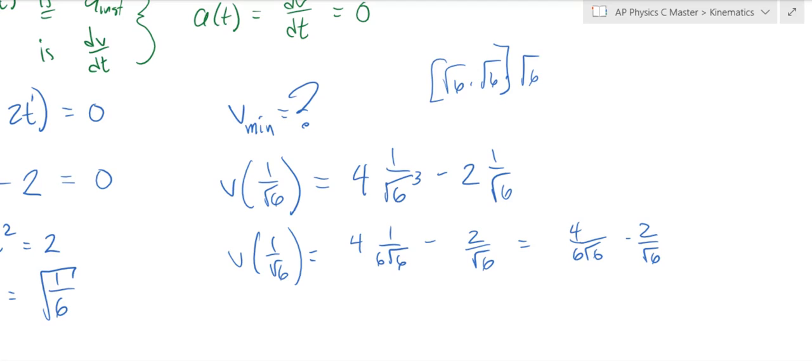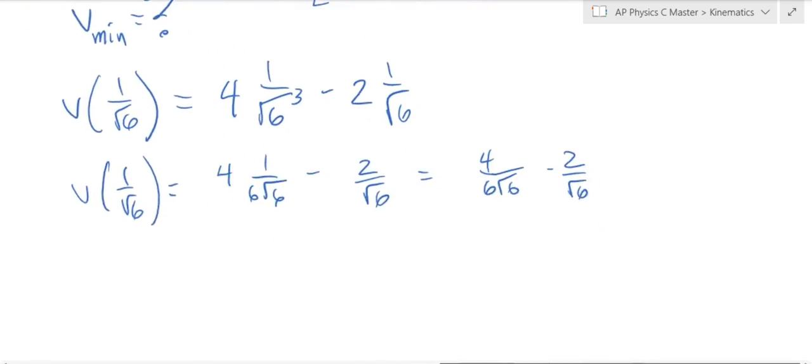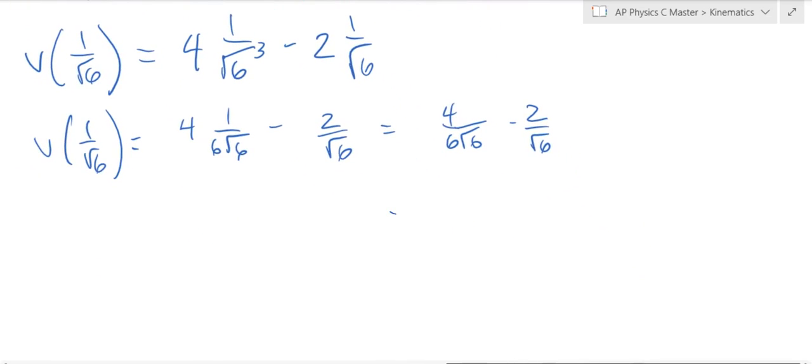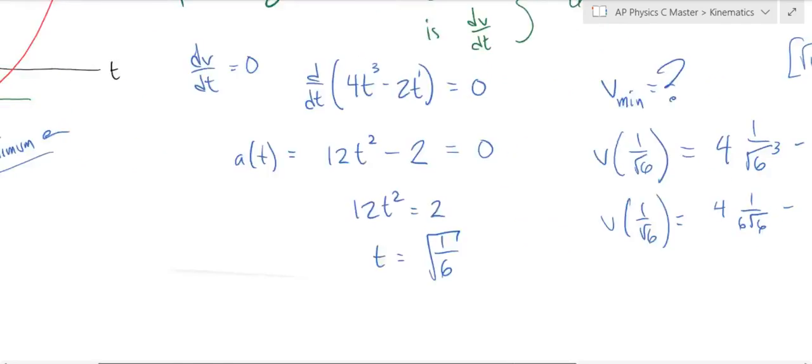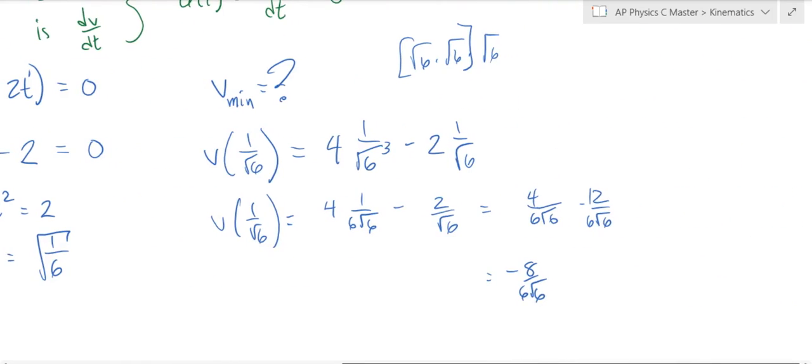Yeah, fine. You want to keep going with fractions and whatnot, fine. But that's the answer. That's 2/3 minus, that's 4/6 minus 12/6. So that's negative 8 over 6 radical 6. Yeah, sure, it's negative, right? Look, we said that the function has a negative value at that instant. So this is v minimum.